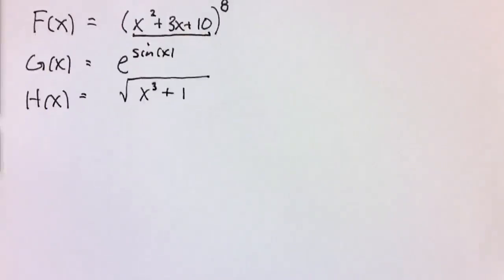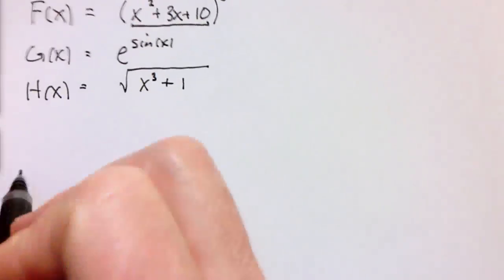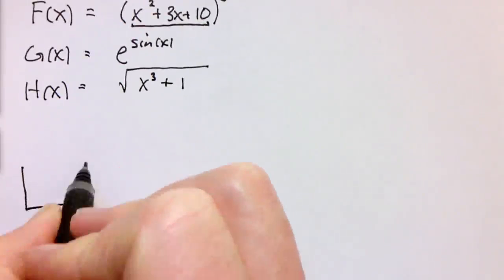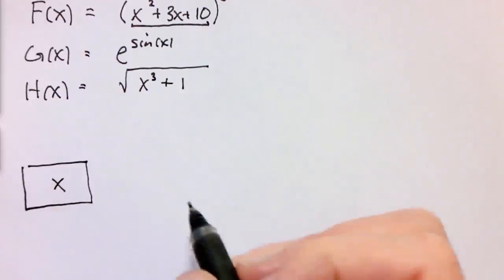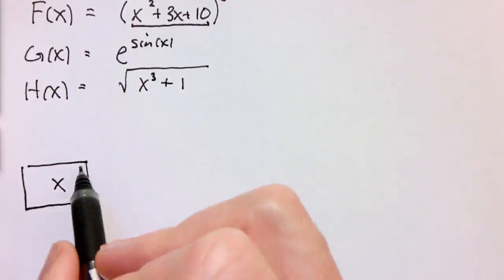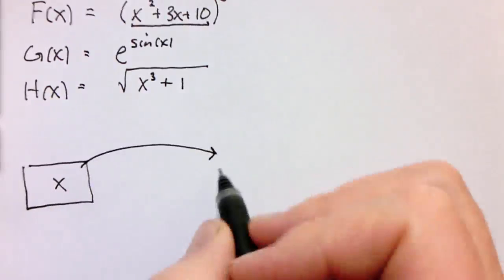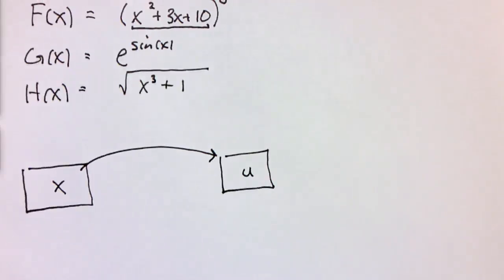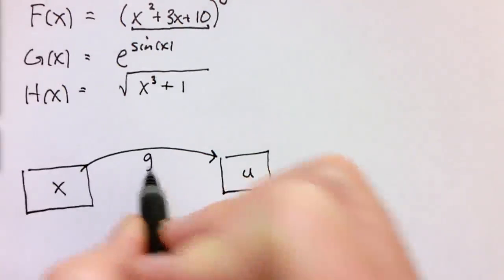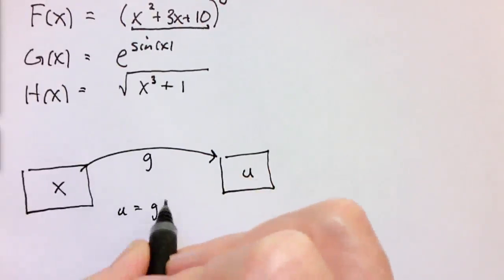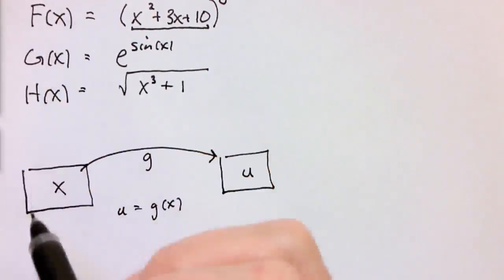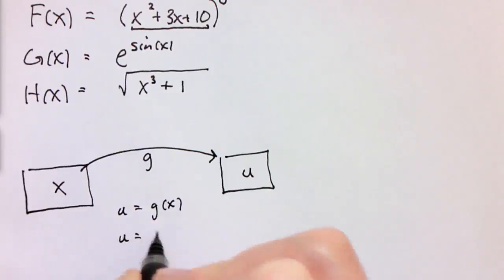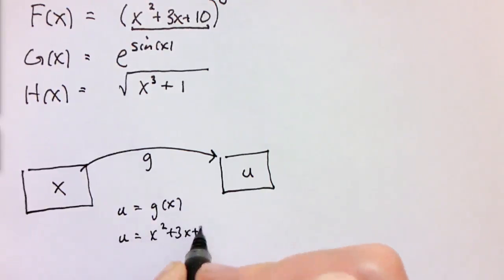So in this way, another way to think about composite functions is they're a two or more stage process. We start with a number x, and we apply some function to that, and get a new number. Let's call it u. I might call this first function g, so we have u is equal to g of x. In our first example up above, our inner function is u equals x squared plus 3x plus 10.